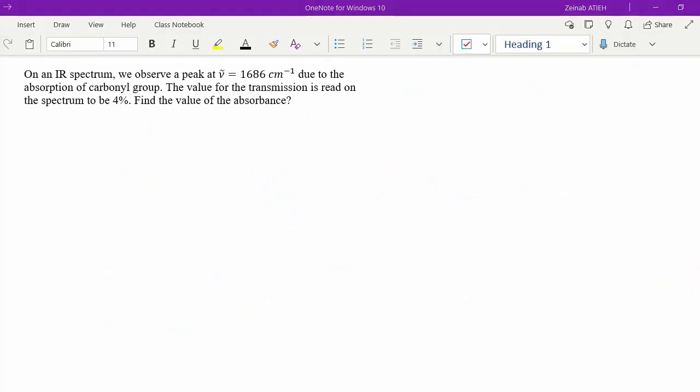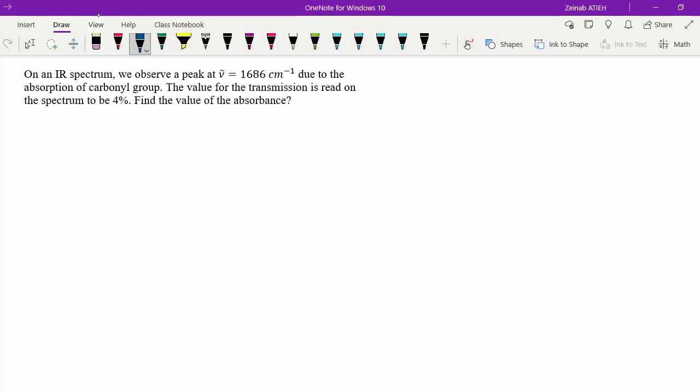Now let's move to the second problem. On an infrared spectrum, we observe a peak at a wave number 1686 cm minus 1 due to the absorption of carbonyl group. The value for the transmission is read on the spectrum to be 4%. Find the value of the absorbance. So he said that the transmission is 4% of the spectrum. So we can deduce that T equals 4%, which is equal to 0.04. And he's asking me to find the absorbance, A.